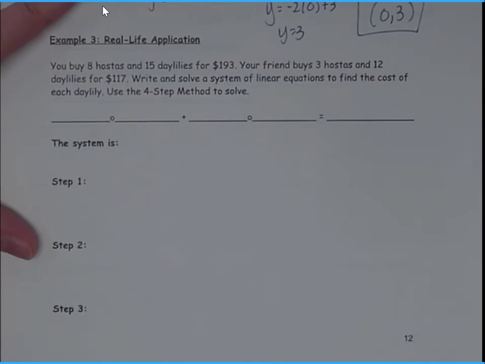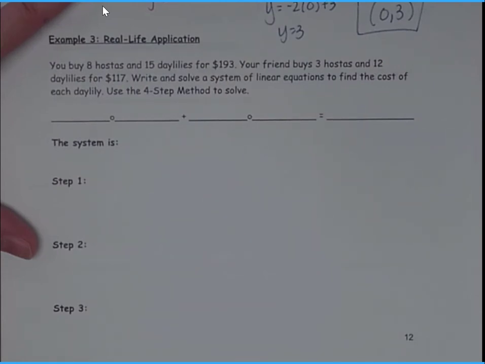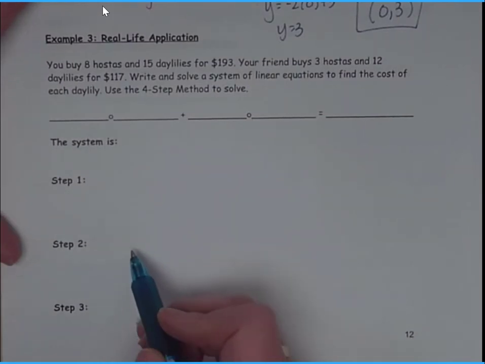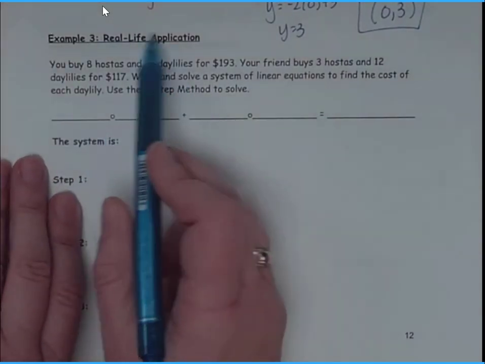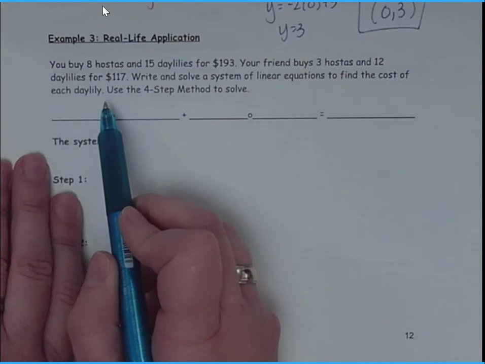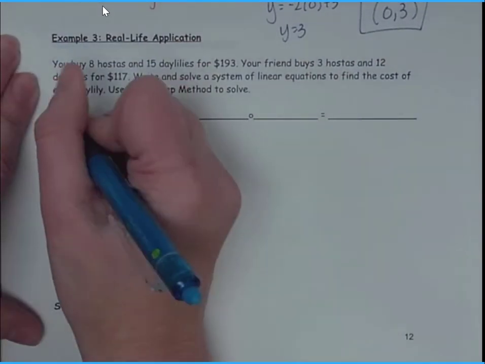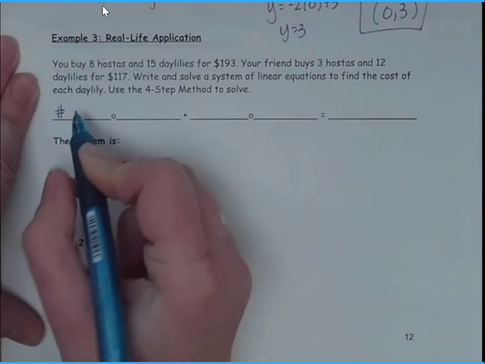If I look at example 3, real life example, you buy 8 hostas and 5 daylilies for $193. Your friend buys 3 hostas and 12 daylilies for $117. Write and solve a system of linear equations to find the cost of each daylily. Use the 4-step method to solve. Okay, so we got a lot of information here. So how are we going to figure this out? Well, each equation is kind of set up the same.